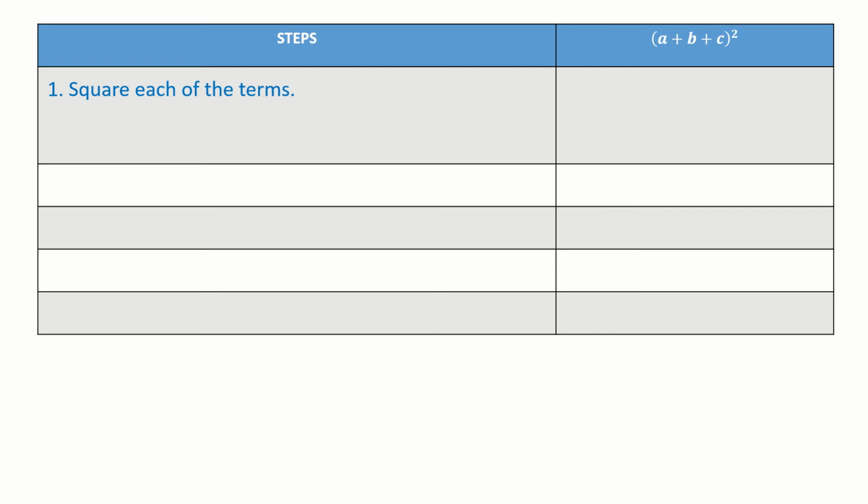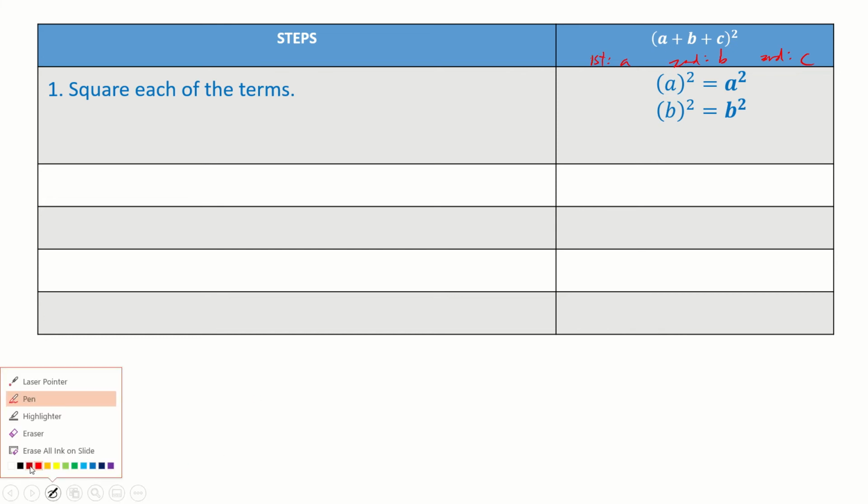So take note, the first term here, I'll use another color because it's not visible. The first term here is A, second term is B, third term is C. So you just have to get the square of each of the terms. So that will give us A squared. By the way, this is not a 2. Yes, that's a 2. Sorry. Then B squared, to continue, C squared.